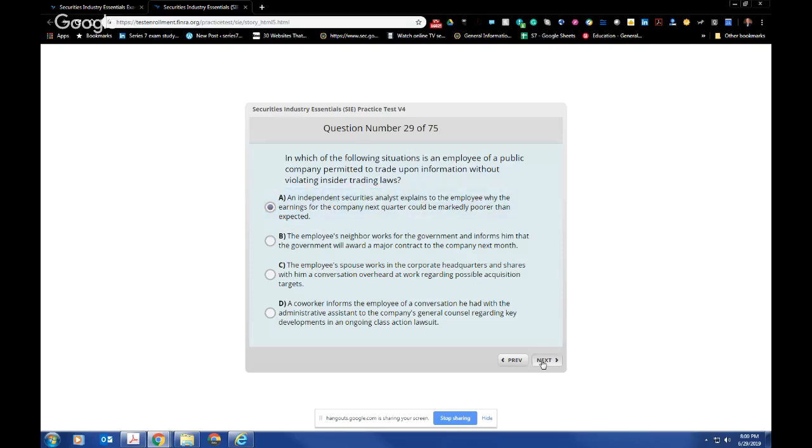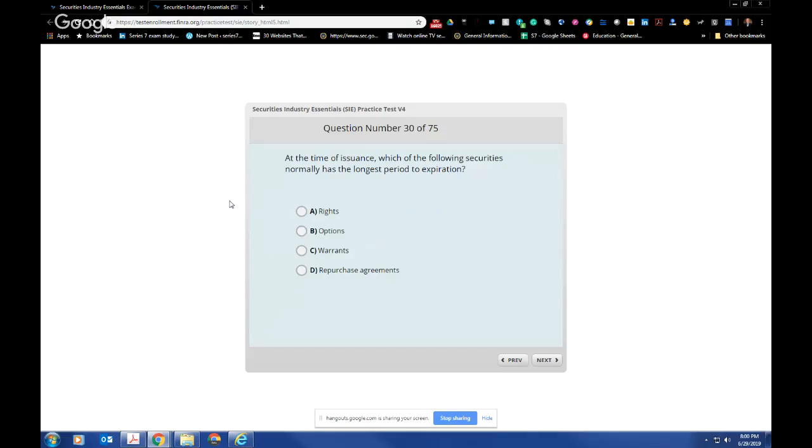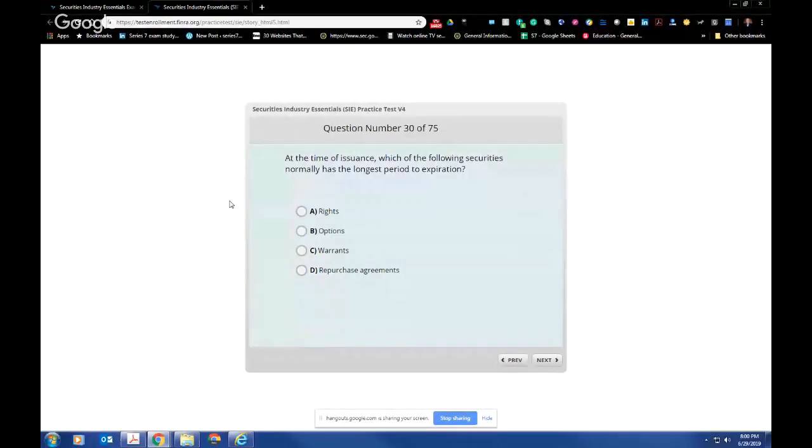So A is okay. At the time of issuance, which of the following securities has the longest period to expiration? Okay, rights. That's what you get when you own shares and they want to issue more. They're short term, like 30 days. Options are max 9 months. Warrants can be perpetual, but they're usually like 2 to 7 years, and repos are overnight. So here, a right is short term. It's 30 days or so.